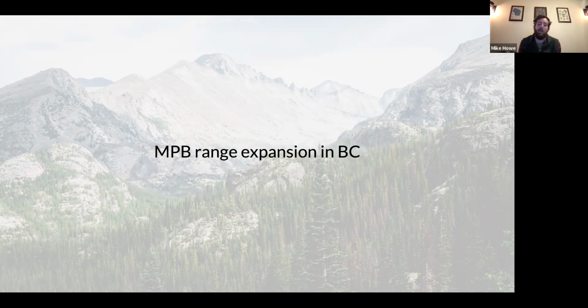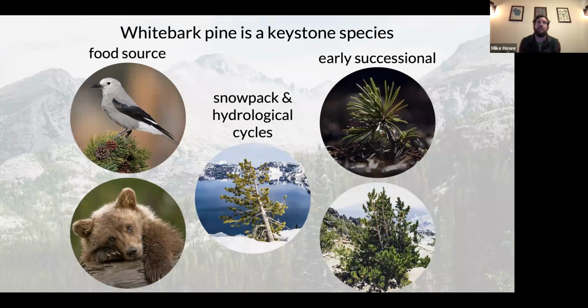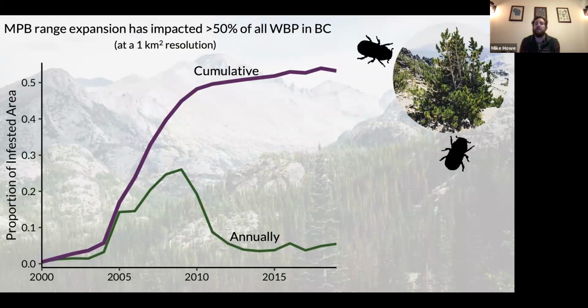Okay, and then finally, I'm going to transition into my final story, mountain pine beetle range expansion in British Columbia. During the last 20 years or so, mountain pine beetle has started to move into whitebark pine, which is a keystone species that provides a food source for numerous animals and also helps regulate snowpack and hydrological cycles. And surprisingly, for a slow-growing tree-line species, it is also early successional. Over the last 20 years, mountain pine beetle range expansion has impacted a little more than 50% of all 1 square kilometer areas with whitebark pine in BC.